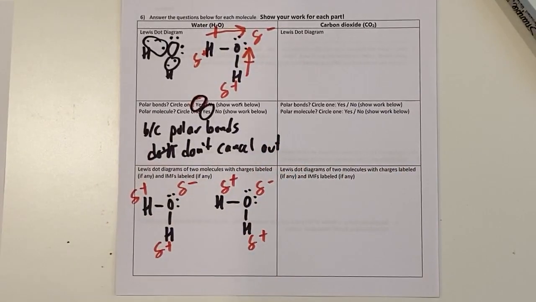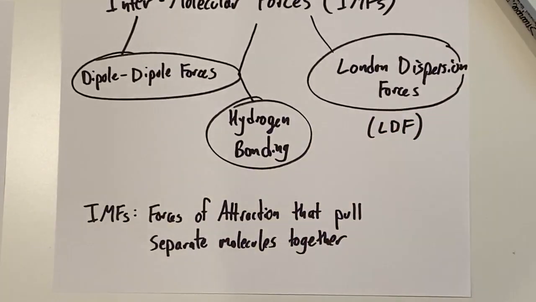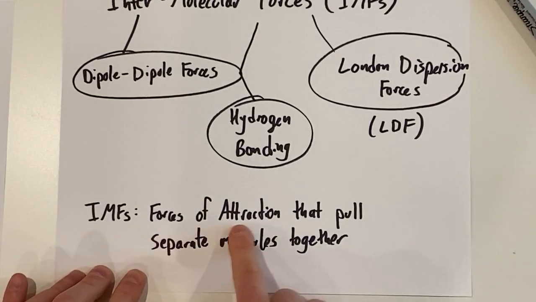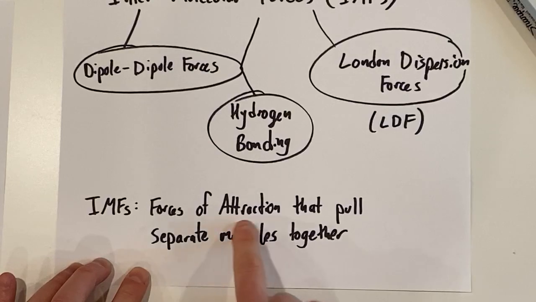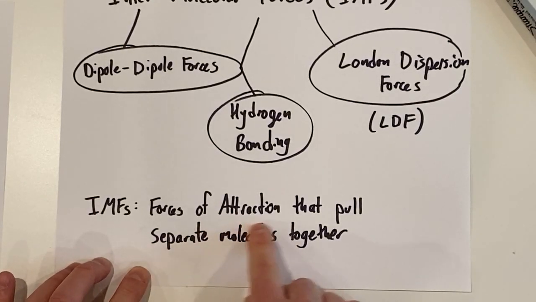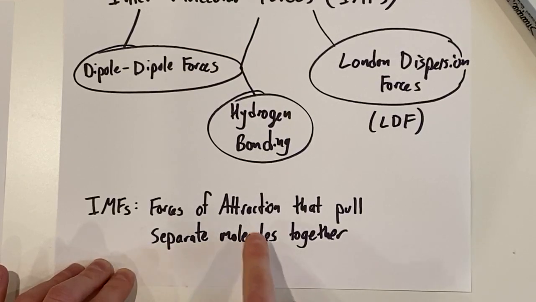Now, let's go back to our definition of an intermolecular force for a second. An intermolecular force is the force of attraction that pulls separate molecules together. Now, how do we get attraction? Well, you have to have opposite charges. And notice we need separate molecules. So we need opposite charges on separate molecules.